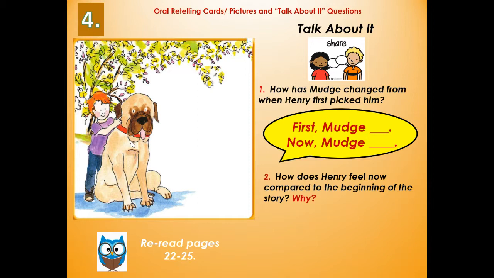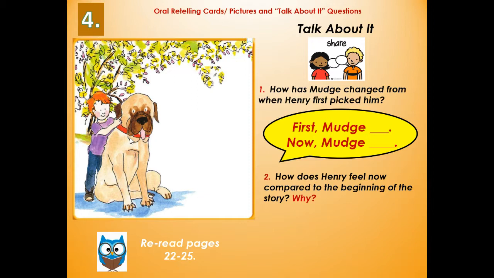Well, first Mudge was a small little puppy, and he was teeny tiny, but now Mudge is big. He's like 3 feet tall, and before he was just a tiny puppy. First Mudge was so small he maybe weighed like a sack of sugar, but now he probably could weigh as much as a bicycle. So he was small and light, and then he got very big and tall.